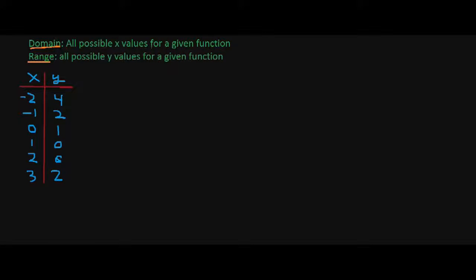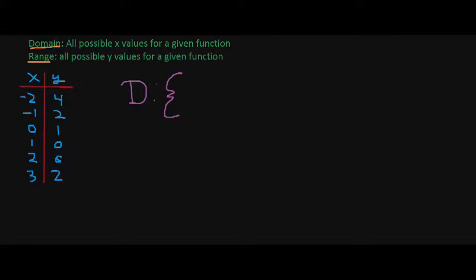Well, maybe one of the best ways to go about it is to just go ahead and do an example problem. So let's get started. If we want to find out what is the domain of this table, well, the domain is all possible x values. So if I look at this table right here, my domain, I'm going to label it D. My domain would just simply be all the x values that are in this table.